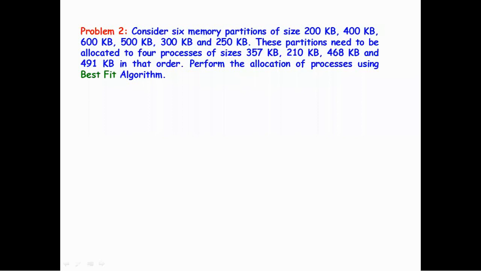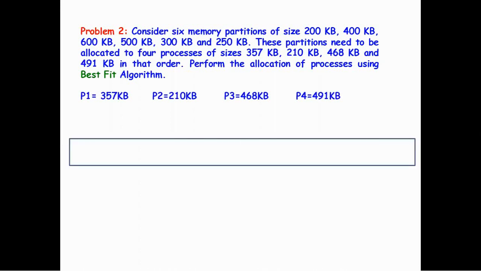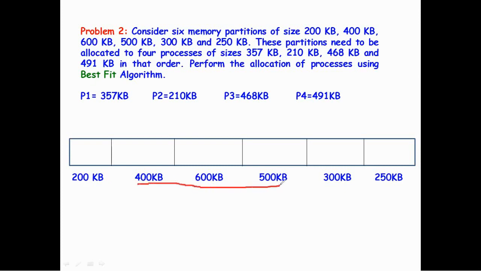Let us take the same problem and see how best fit algorithm allocates memory partitions. 4 different processes and memory partitions of 6 different sizes are represented as shown. Best fit algorithm allocates the smallest memory partition that is sufficient to hold the process. P1 needs 357 KB. 200 KB is not sufficient to store P1. The partitions that are greater than the size of P1 are 400 KB, 600 KB and 500 KB.